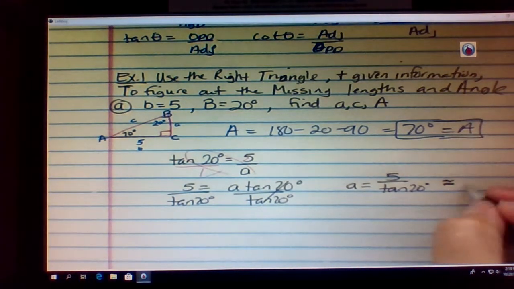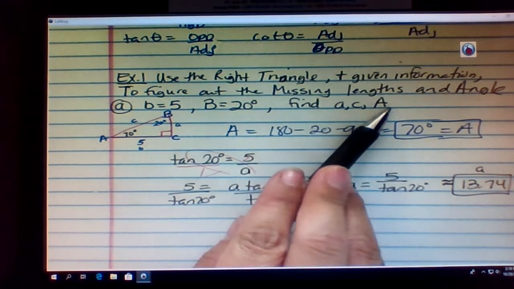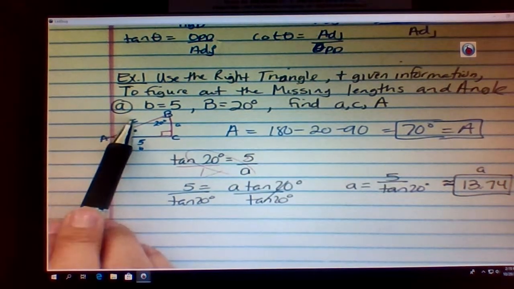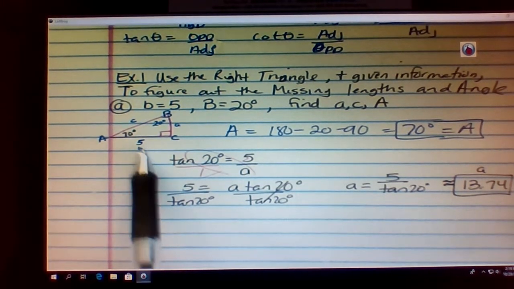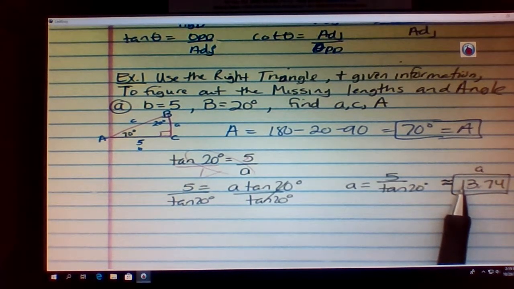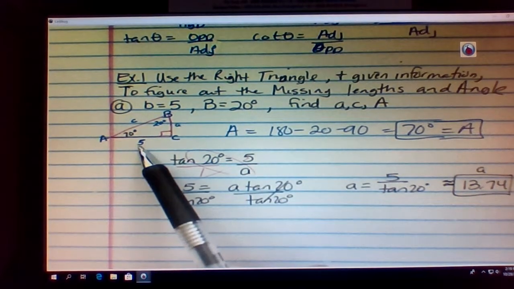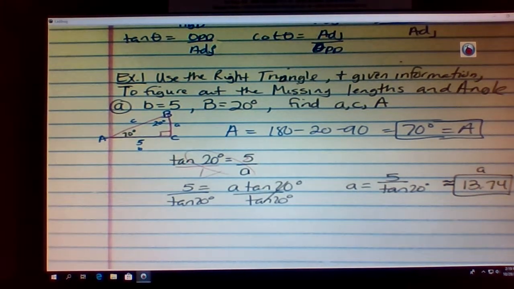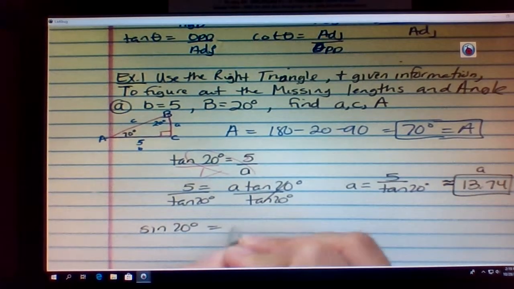13.74 is correct. So this is your A. So I found angle A, but I'm still missing what side? C. So I'm missing this guy, and this is a hypotenuse. Now, would you rather use the 5 or the 13.74? The 5. So from angle B, this is opposite, and this is your hypotenuse. So who uses opposite and hypotenuse? Sine. So now I'm going to do sine of 20 degrees equals opposite, which is 5, over the C.